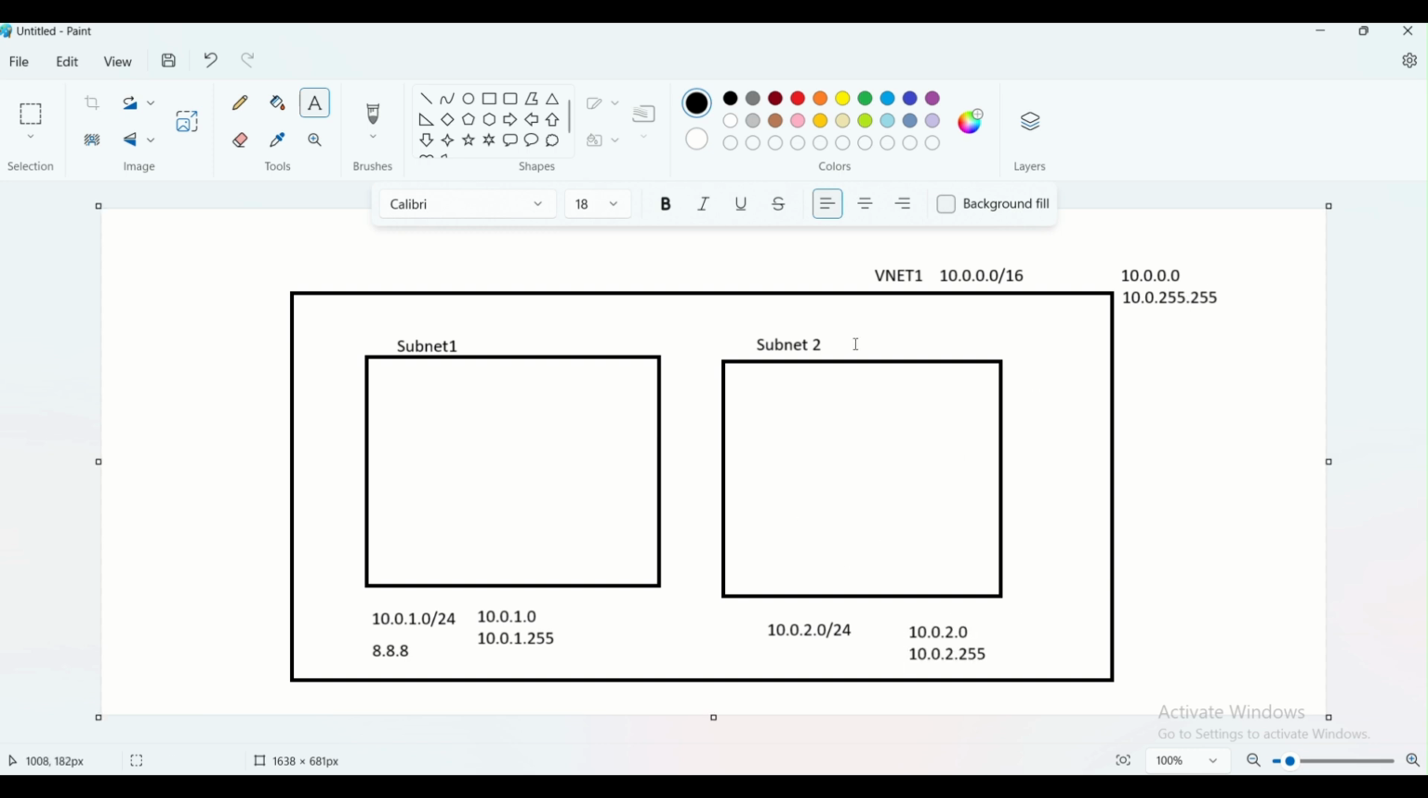So this way you can further split your VNet into multiple subnets, and here you can create your resources. For example, if you want to create a VM here, you can assign an IP address from this range: 10.0.1.1, 10.0.1.2, up to 10.0.1.255. These are the IP addresses you need to use for resources created under this subnet. Similarly, here also 10.0.2.1, 2.2, 2.3 up to 2.255, you can give under subnet 2. Likewise, you can create any number of subnets from this VNet.